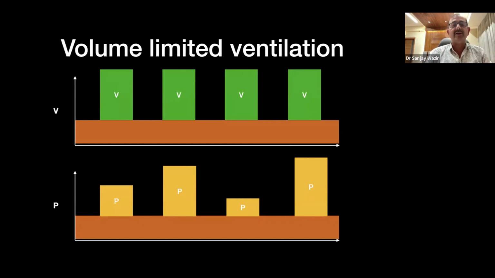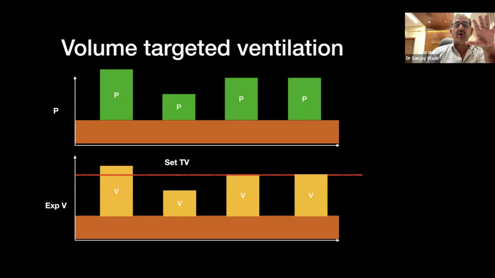On the contrary, when we look at volume limited ventilation, the volume remains the same. So we tell the ventilator to please deliver 10 ml, or 5 ml per kg, of total volume to the inspiratory circuit, and you would give that volume into the circuit, and with that the pressure would vary.